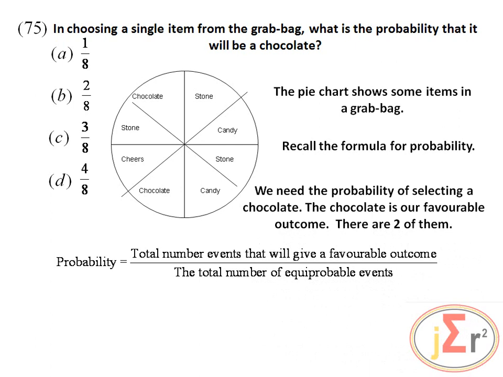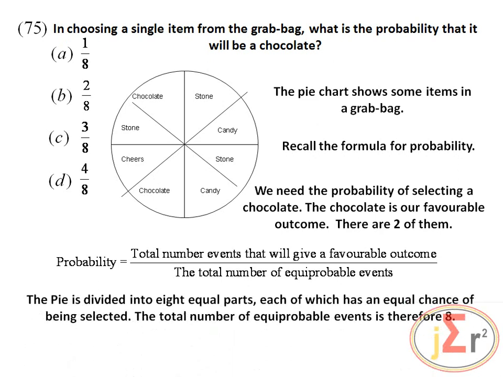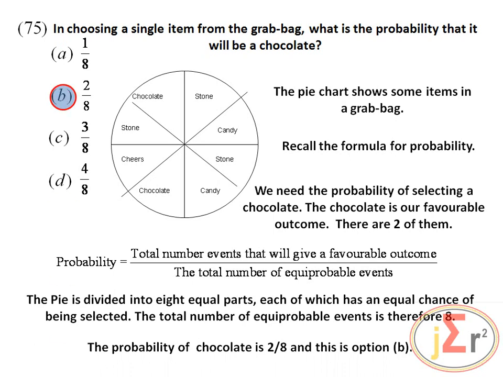So we need the probability of selecting a chocolate. The chocolate is our favorable outcome. So because the chocolate is our favorable outcome, we need to determine the number of them. So we have that statement that says that there are 2 of them. The pie chart is divided into 8 equal parts, each of which has an equal chance of being selected. The total number of equiprobable events is therefore 8. So the probability of selecting a chocolate is 2 out of 8, and this is option B.